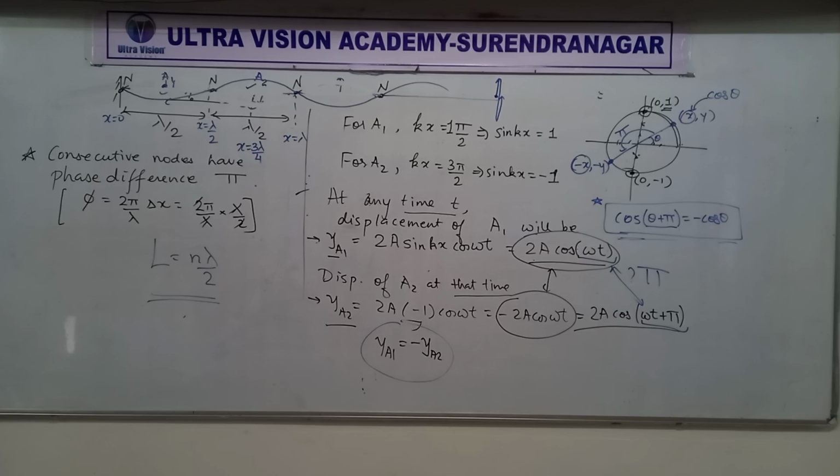So, check this out. We have 1, 2, 3 wavelengths. 3 wavelengths. 6 lambda by 2. Basically he's saying 6 lambda by 2. Okay?